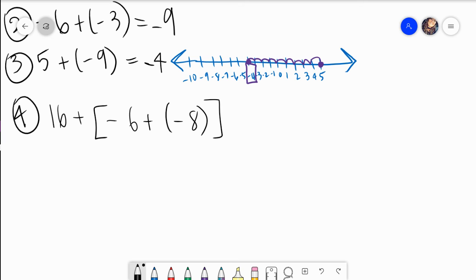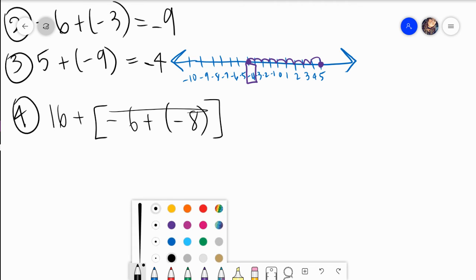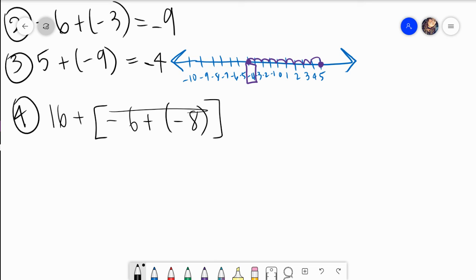So what I notice first is this -6. Oh, that was supposed to be a highlighter. I'm not going to try to erase it, y'all, because it'll erase everything. I notice this -6 and this -8. So I have 16, and then I'm actually going to hold off on writing my sign. Let's see what happens here.